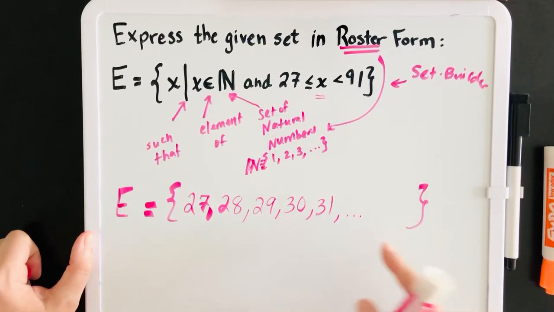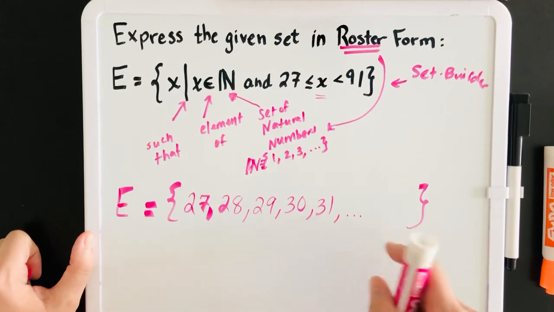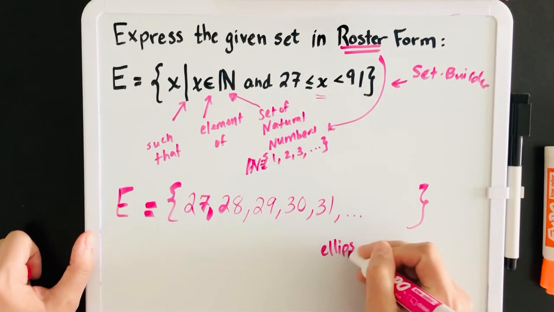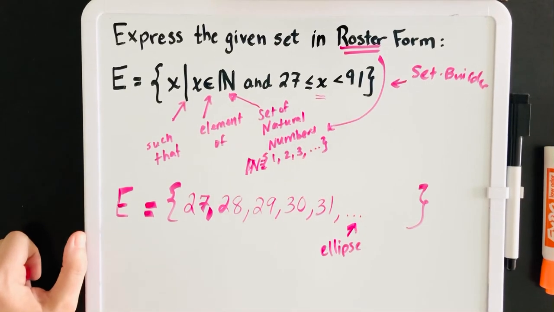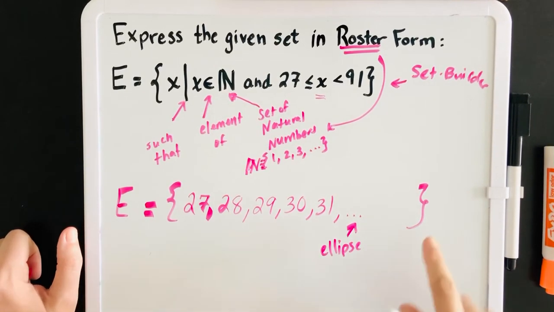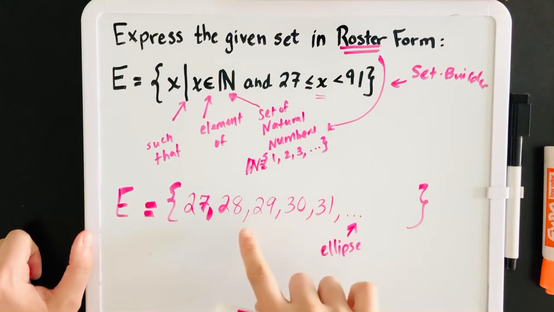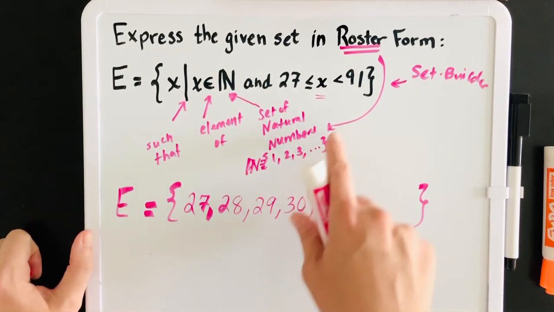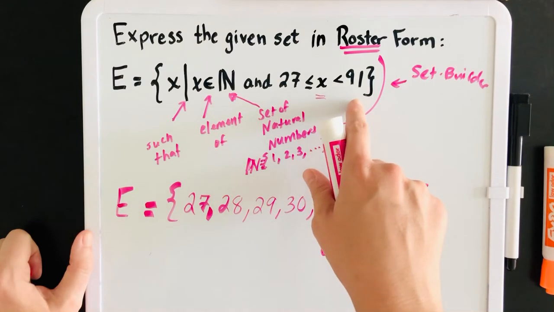Now, am I going to go on forever? If so, I'll stop with my dot, dot, dot. It's called an ellipsis. We call this an ellipsis of dots, meaning we'll go on like that pattern. But if we just left it like that and closed our braces, that would say we have all natural numbers which are bigger than 27 or equal to 27. But we're told that X has to be less than 91.